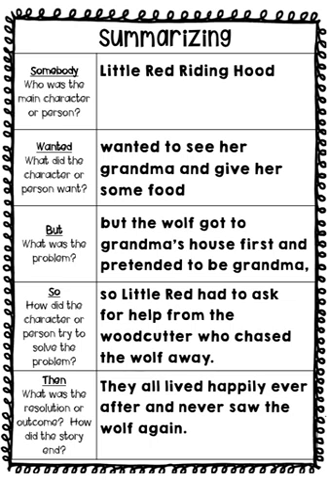So you can see that here we could retell this story, we could summarize this story in just a couple of sentences. So if you'd never heard that story before, I could just tell you, Little Red Riding Hood wanted to see her grandma and give her some food, but the wolf got to Grandma's house first and pretended to be Grandma. So Little Red had to ask for help from the woodcutter who chased the wolf away. And then they all lived happily ever after and never saw the wolf again. So there it is. That's a summary of Little Red Riding Hood.